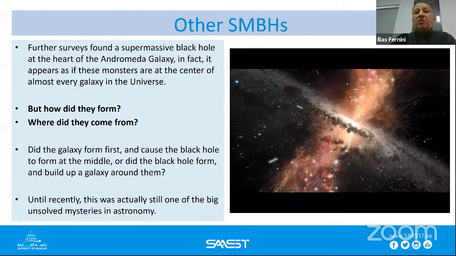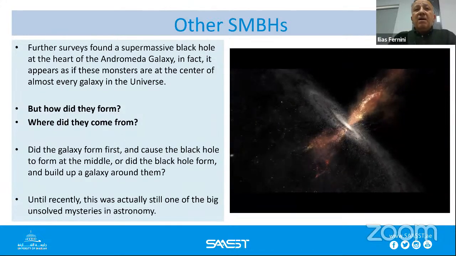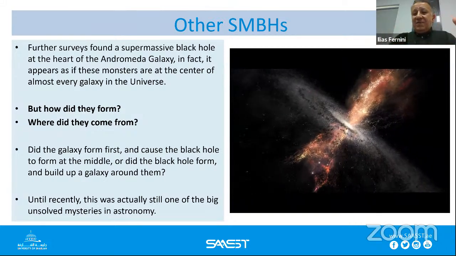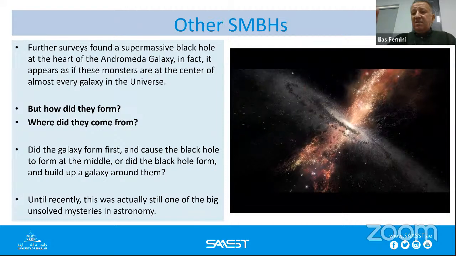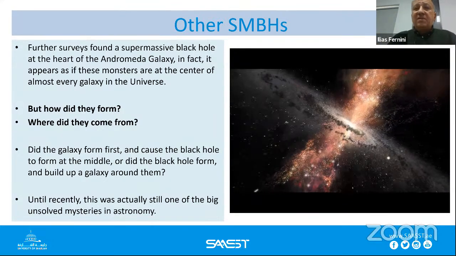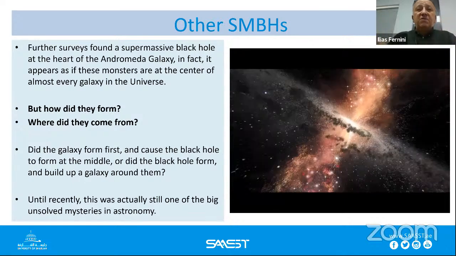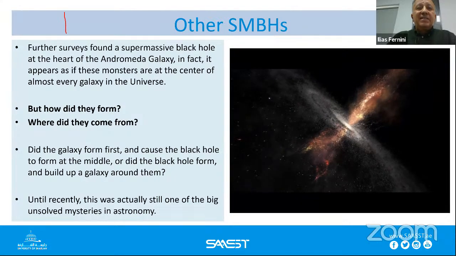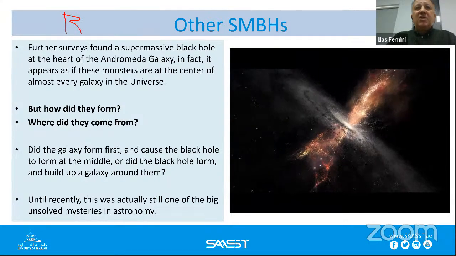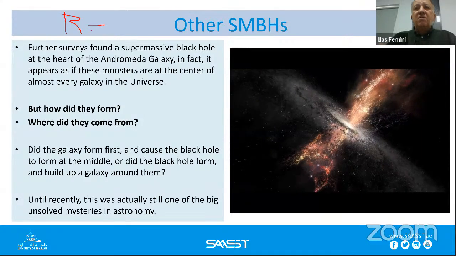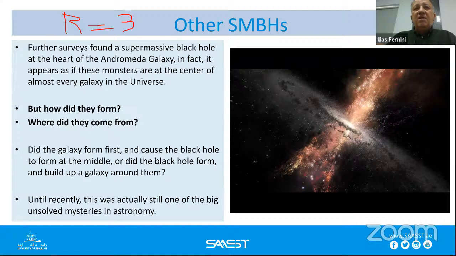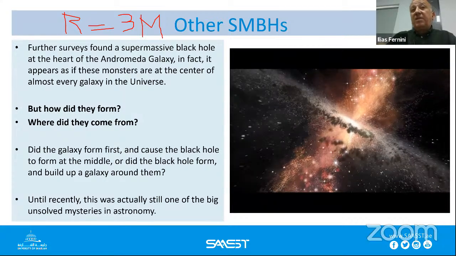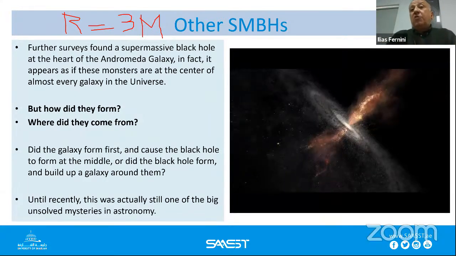Then we need to ask questions. How did they form? And where did they come from? Well, you can explain a stellar black hole, a couple of times the mass of the Sun, especially if that black hole does not rotate. Usually we say that if a black hole does not rotate, its size is just equal to three times its mass, with the mass given in solar masses. For example, if I have a black hole with a mass equal to one solar mass, its size will be just 3 kilometers. But this is only for those black holes that do not rotate.